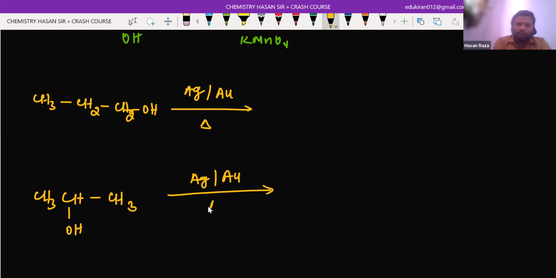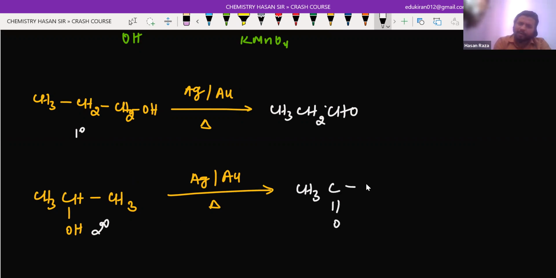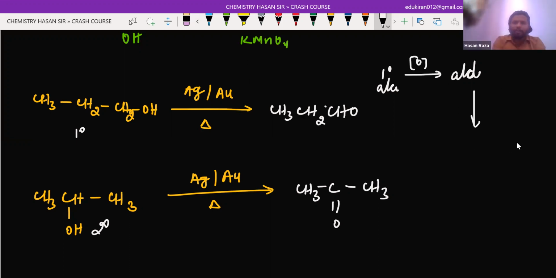So with this reagent, Ag or Au, when you heat it, 1 degree alcohol will be directly oxidized into aldehyde, and 2 degree alcohol will be oxidized into ketone. Only the reagent changes, the product will be the same. So always remember that if you have aldehyde, and you oxidize it again, it will be converted into carboxylic acid.